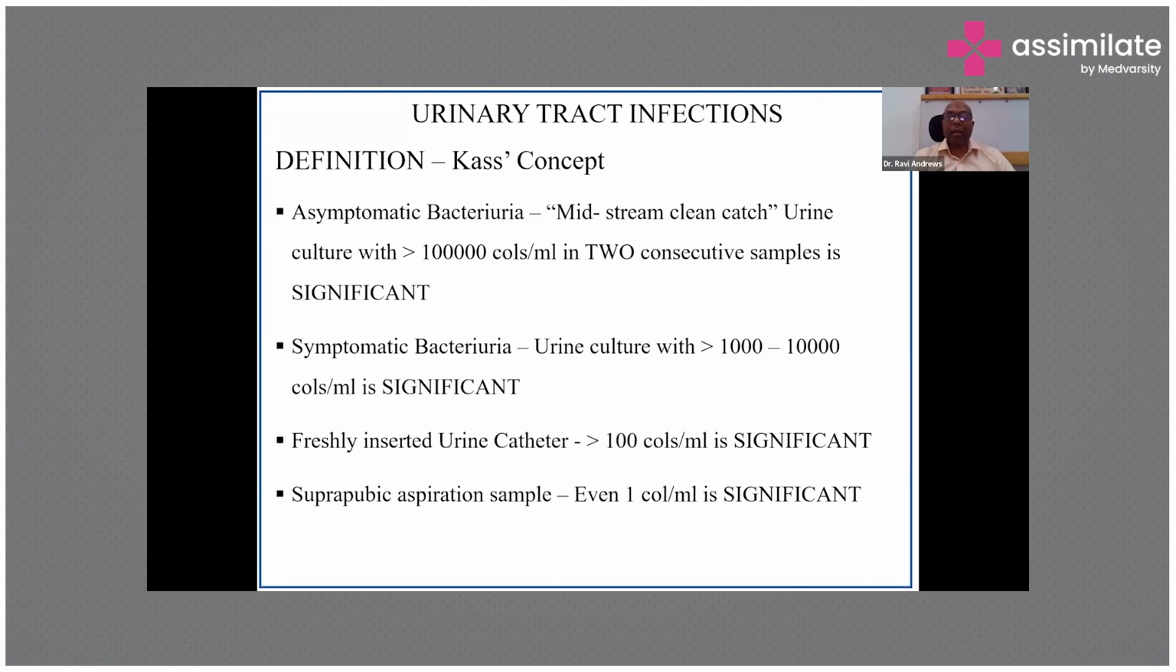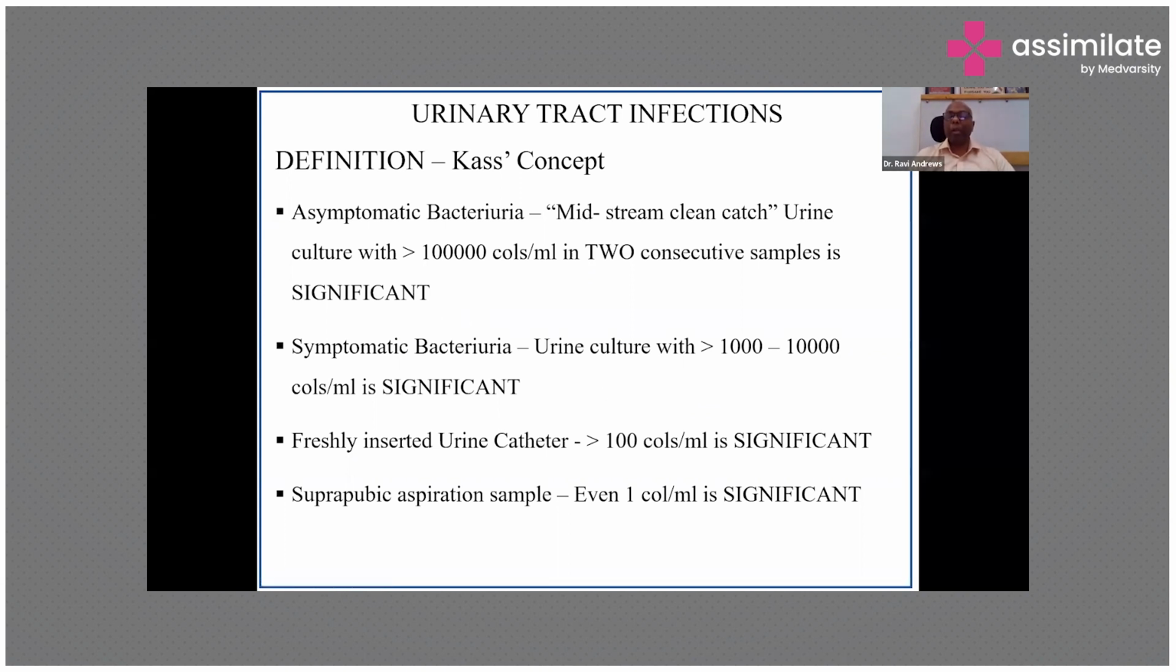Prior to this definition, only those who had a colony count of more than 1 lakh were being treated, and people who were symptomatic but had less than 1 lakh colony count were not being treated, and that was just not appropriate. So because of this new definition, now more people are being treated, and more urinary tract infections are being diagnosed and identified. They also added a few other caveats.